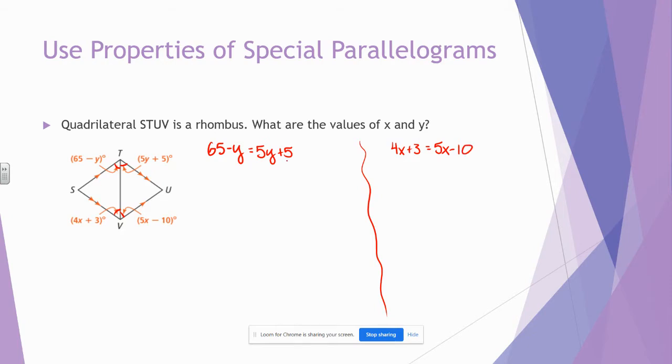So, solving this out, let's subtract 5 from both sides and add y to both sides. So we have 60 is equal to 6y. Divide both sides by 6. We get 10 equals y. On our other side, to find x, let's subtract 4x from both sides and add 10 to each side. So we have 13 is equal to x. There we go. Simple enough on that one.